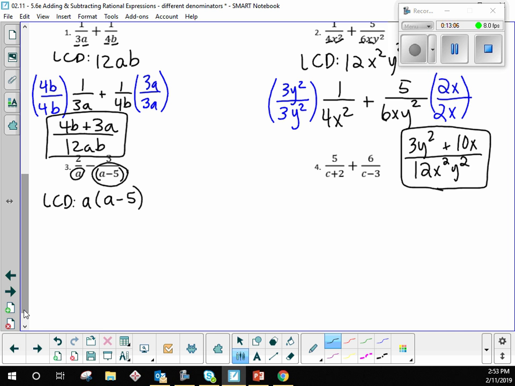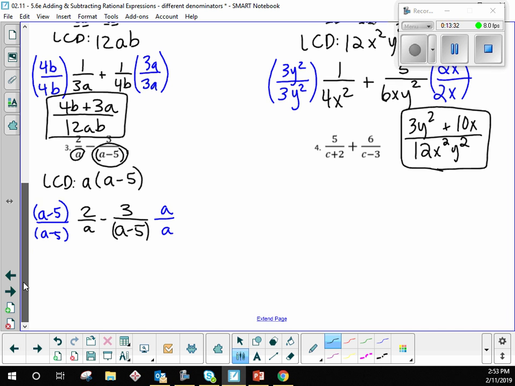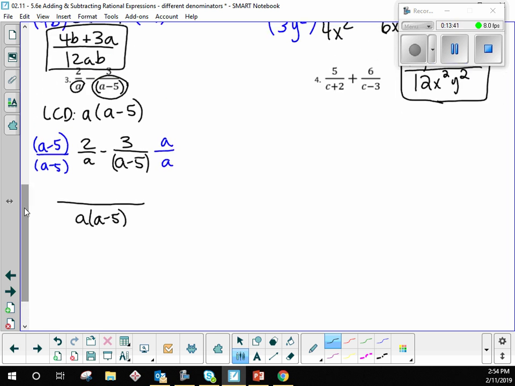So I take my original fractions. What do I need to multiply the first one by? Good. A minus 5 on the top and bottom. What about the second one? Just a, top and bottom. So then I rewrite everything with the same denominator, which was a times a minus 5. I distribute this 2, so that gives me 2a minus 10. And for the second fraction, I get minus 3a.